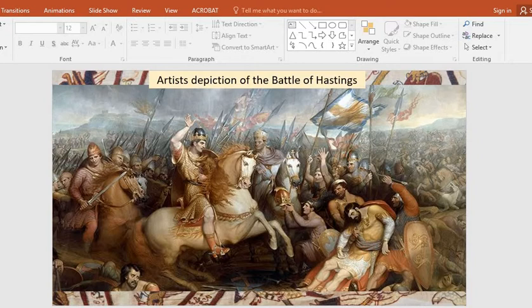So, the problem with William is that we don't know what he looks like exactly, but there are some sources that suggest he was a strong leader, in terms of being commanding, as well as during battles.